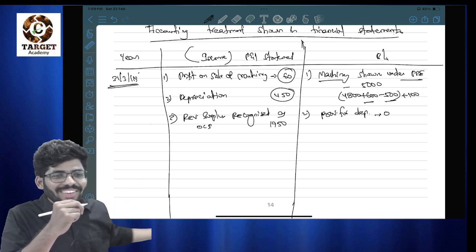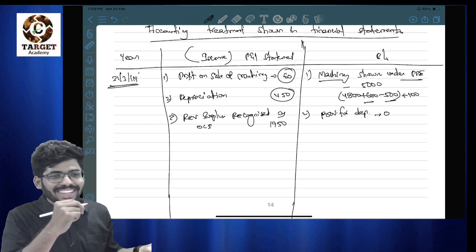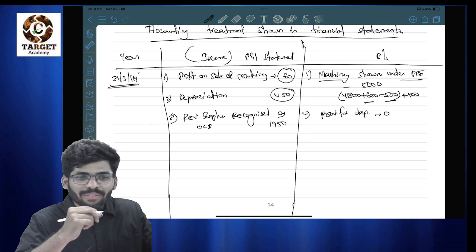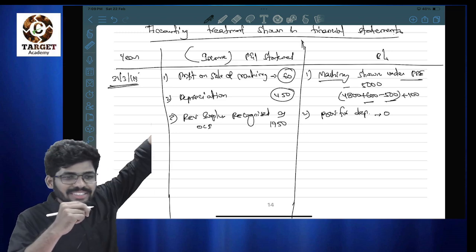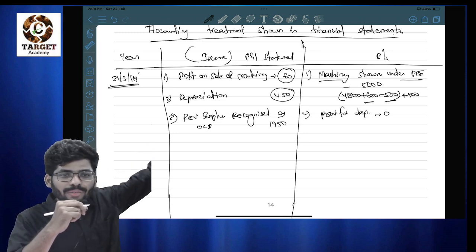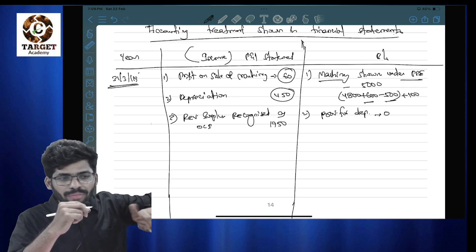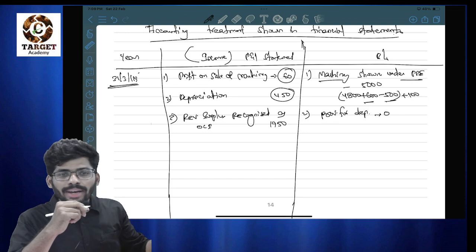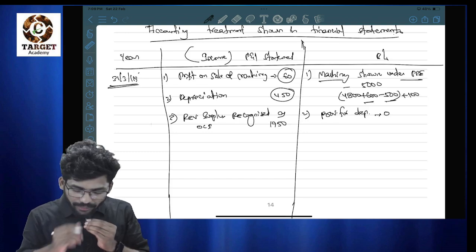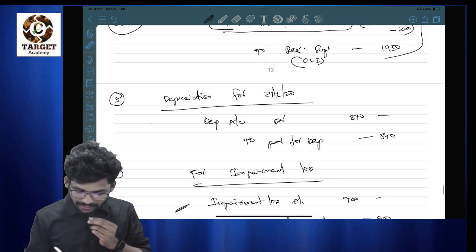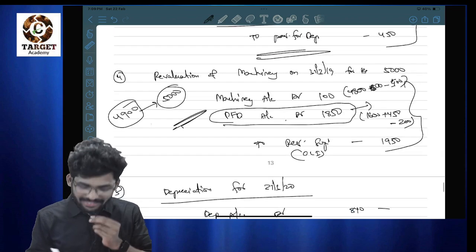What is 450? Zeros are already nullified. Starting 1600, after 450, total 2050. Again minus 200, 1850. That 1850 got nullified in this entry. Correct or not? Yes or no?